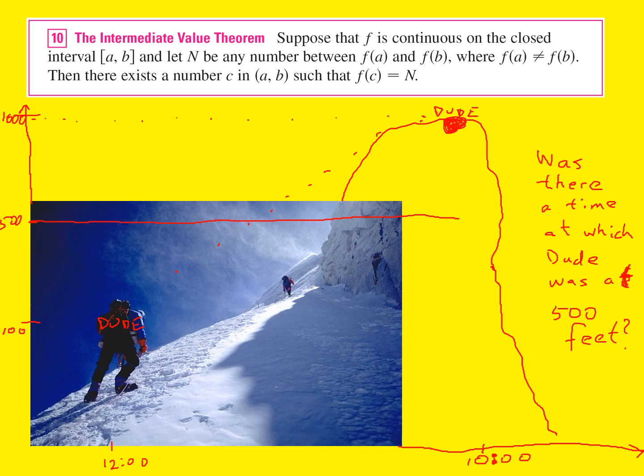Of course there was. When he got right there, he was at 500 feet. There's a time that happened. We can estimate it to be about 6 o'clock, maybe. So we can say, yes, there was such a time, and really what we're relying on is the Intermediate Value Theorem.